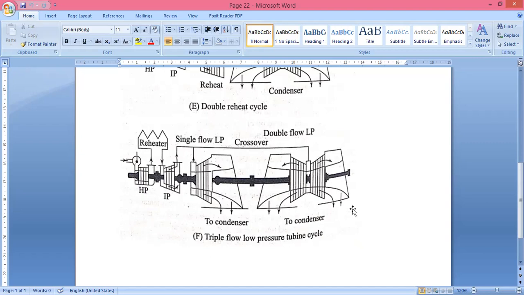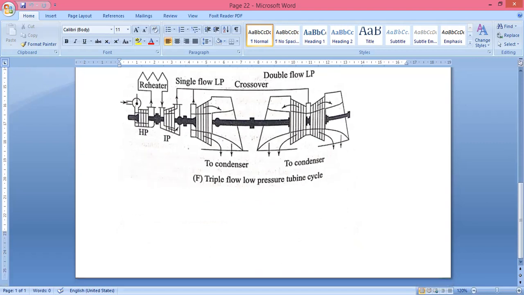Turbines can also be designated by the type of extraction involved, if any.